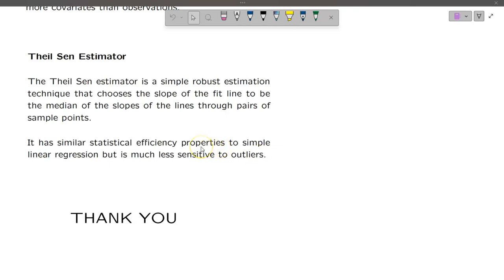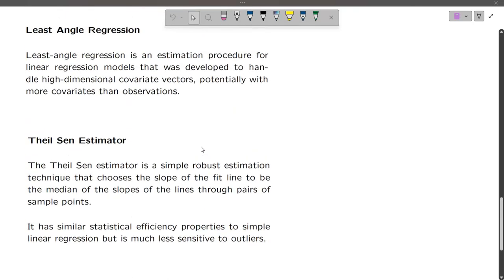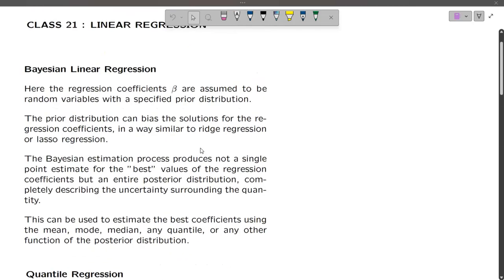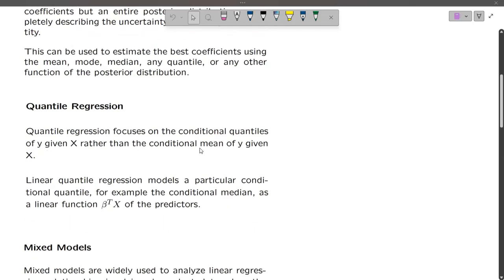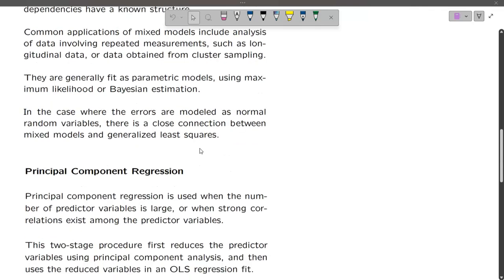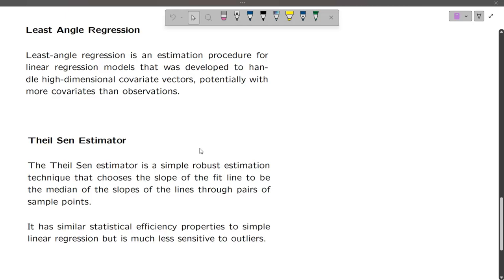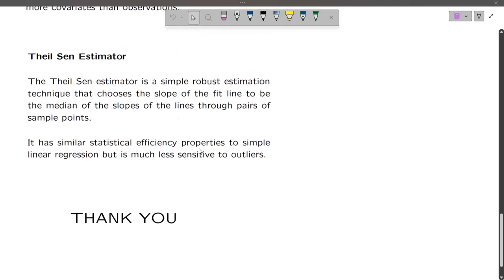So today we discussed some distinct linear regression variations. We talked about Bayesian linear regression, then quantile regression, mixed models, principal component regression, least angle regression, Theil-Sen estimator, etc.